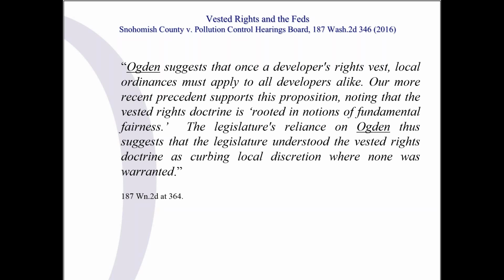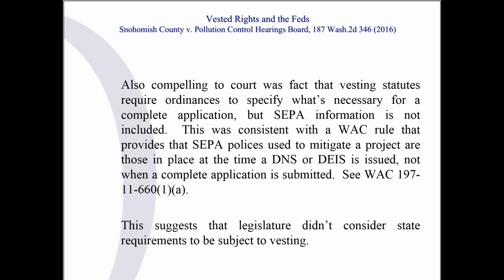The legislature's reliance on Ogden thus suggests that the legislature understood the vested rights doctrine as curbing local discretion where none was warranted. And just a little more information on Ogden, our vested rights doctrine coming from Ogden was based on essentially what amounts to an equal protection clause, privileges and immunities clause in our state constitution, based on the principle that all developers had to be treated fairly. And the court found in Ogden a violation where a city or county would treat some developers differently by changing the rules on them after they'd submitted a complete application. So that's essentially the constitutional basis and source of the vested rights doctrine.